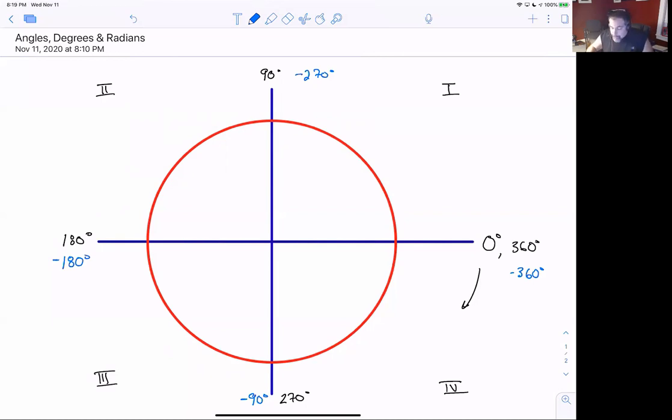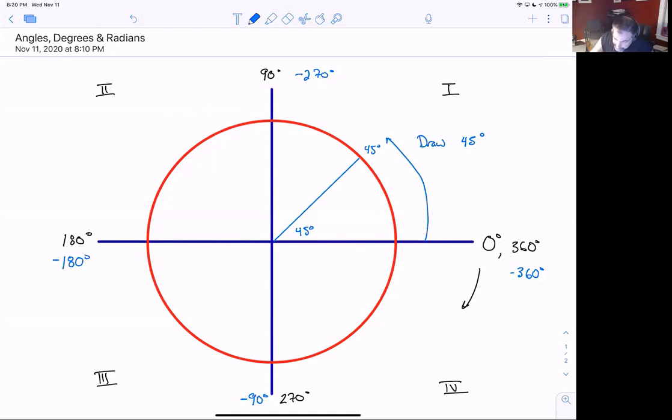If I ask you to draw an angle of 45 degrees, that means you would start at 0 and you would rotate up 45 degrees. That would be halfway between 0 and 90. So what we would be looking at is an angle that goes right here, and that would be labeled as 45 degrees here. Or again, you could label it on the circle as 45 degrees. It's the halfway point between 0 and 90.